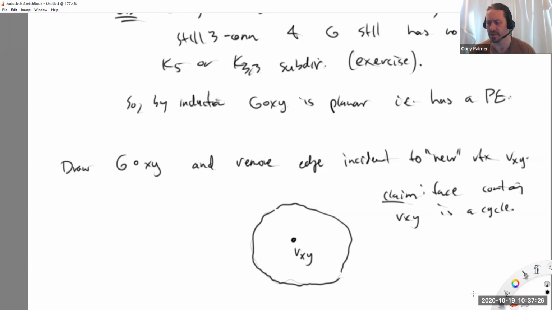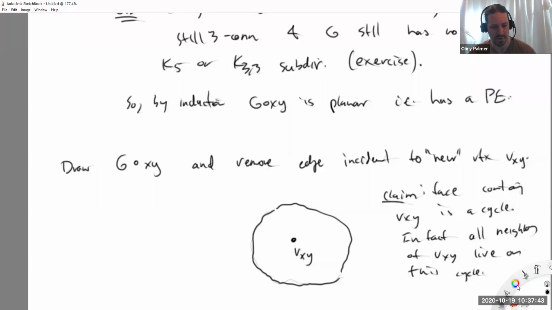That follows by 3 connectivity, okay? In fact, we know something even stronger. In fact, all neighbors of vxy live on this cycle, okay? Then before I removed them, right? Let's think about this for a second. So this is via 3 connectivity. Maybe this part's a little bit hand-wavy, but the point is, say vxy, the graph is connected, right? Because it's 3 connected. So vxy somehow has no choice but to reach out to this cycle here, right? It can't cross over, and it can't just terminate inside of here.